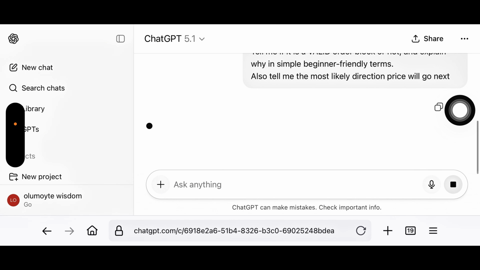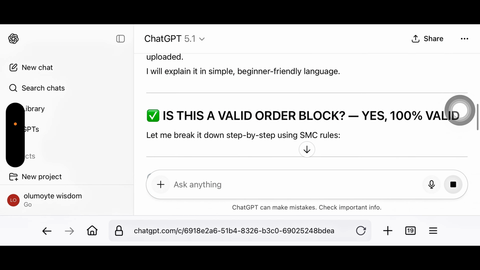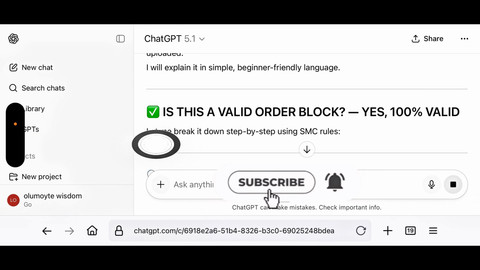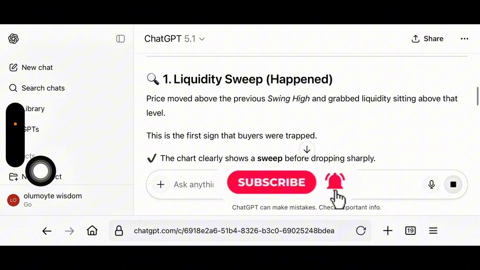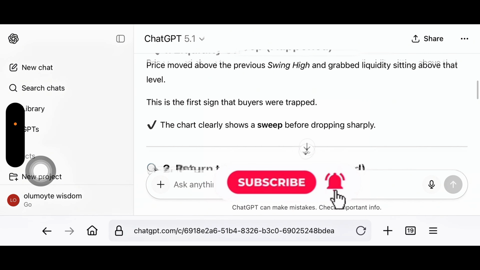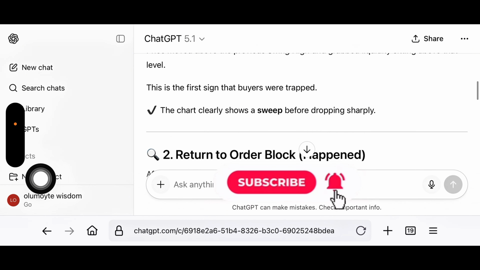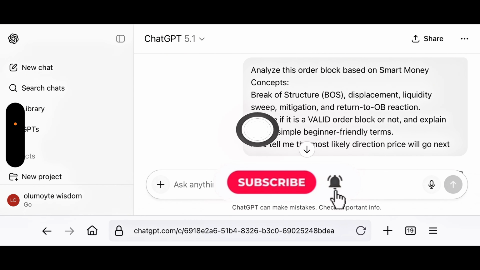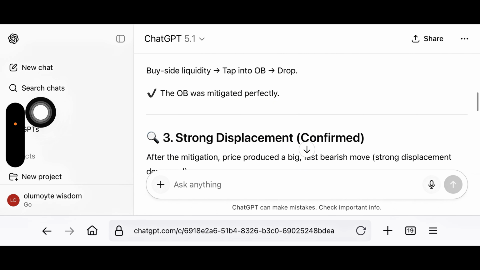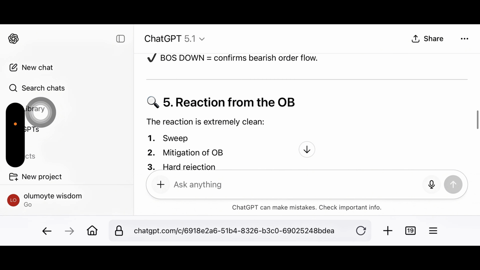It said, "Is this a valid order block?" Yes, 100%, it is valid. Let's break it down. Liquidity sweep: price moved above the swing high and grabbed liquidity sitting above that level. Return to the order block. You understand? We gave this prompt and instruction: analyze this order block based on smart money concept, break of structure, displacement, liquidity, mitigation, and return to the order block reaction. Tell me if it's valid or not. So it is telling us that it passes all these rules.